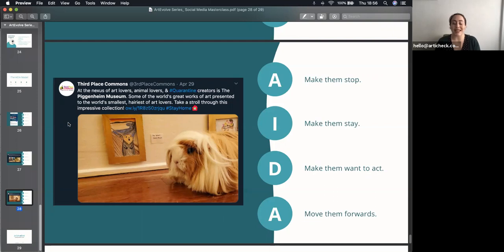They've talked about, you know, the smallest, hairiest of art lovers. It sounds really cute if you're in the particular audience segment that this would appeal to, right? Animal lovers. And then take a stroll through this impressive collection. What do they want you to do? They want you to click. So that's how you move them forwards. You're giving them this piece of content. It's not yours, but it's still valuable. It's still entertaining for your audience segment.